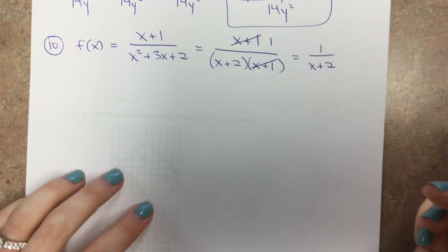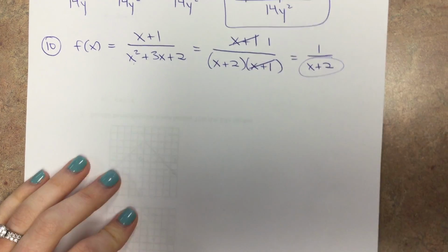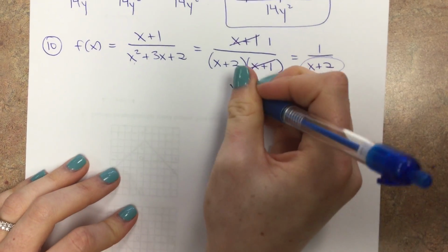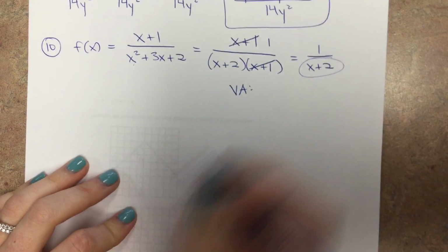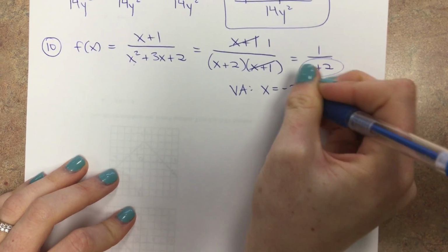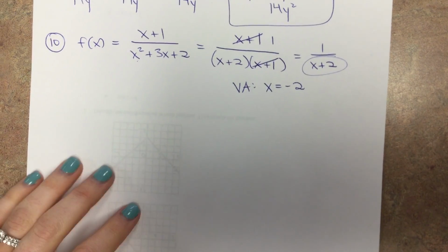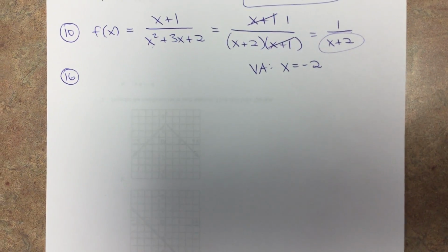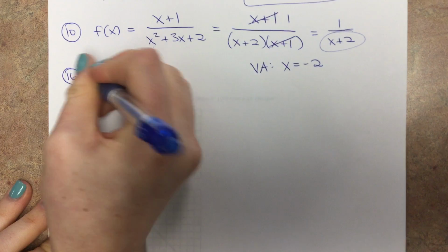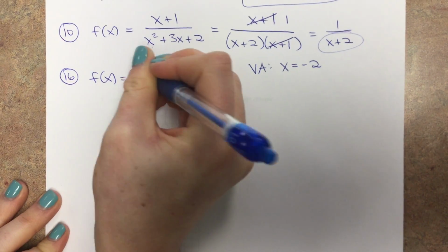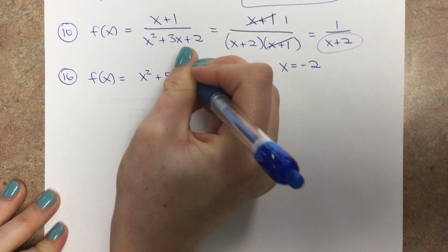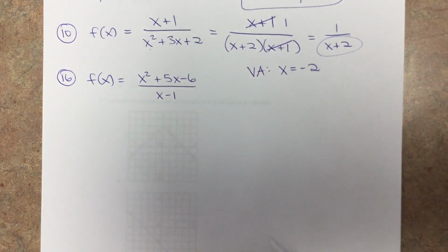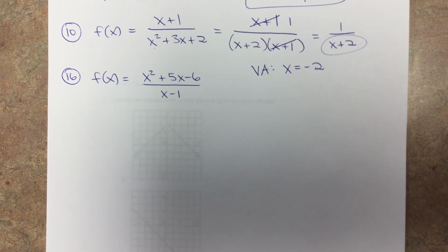So now when the question asks what is the vertical asymptote, we're taking the denominator and setting it equal to 0. So what is the vertical asymptote for this graph? Negative 2. Good. So you'd write x equals negative 2. Okay, so that's 10. 16 is really similar, and it has this weird factoring and canceling thing. So 16, we've got x squared plus 5x minus 6, and then over x minus 1. So same thing. Numerator gives you your x-intercepts. Denominator gives you your vertical asymptotes.